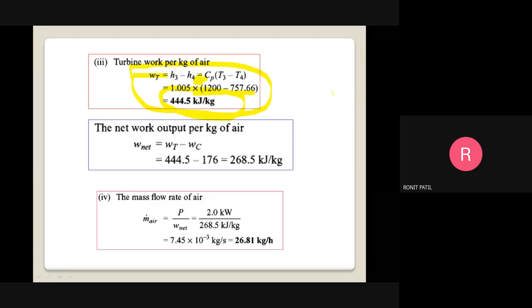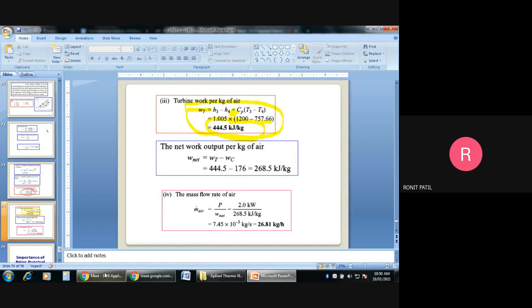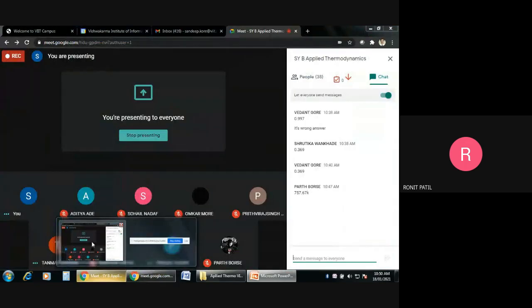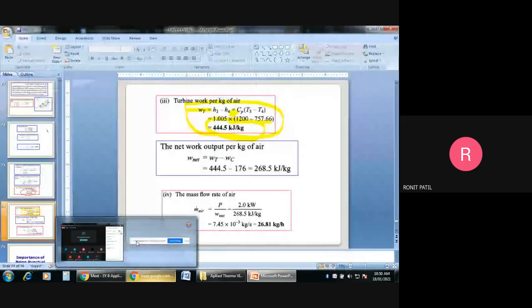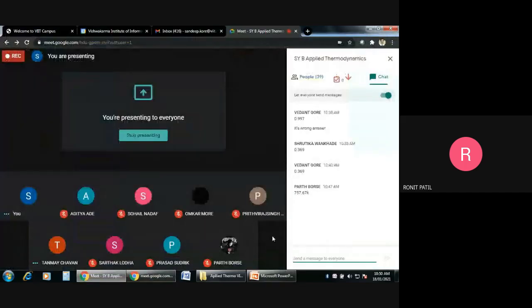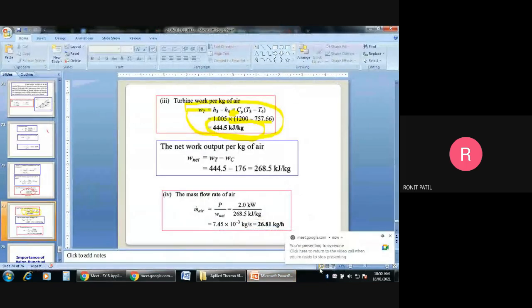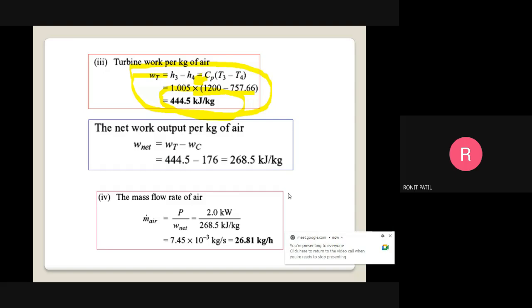Sorry, there is one emergency call. So what is the turbine work? Have you got the value? 442.7. Okay. Now we'll go to the next parameter, the mass flow rate of air required.